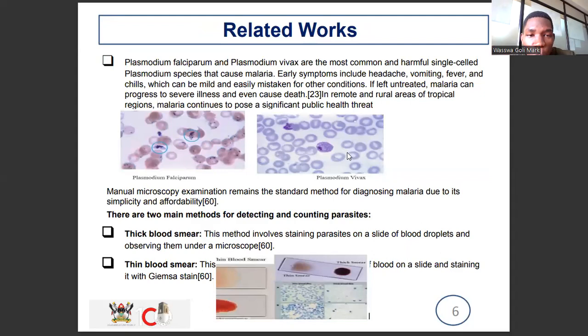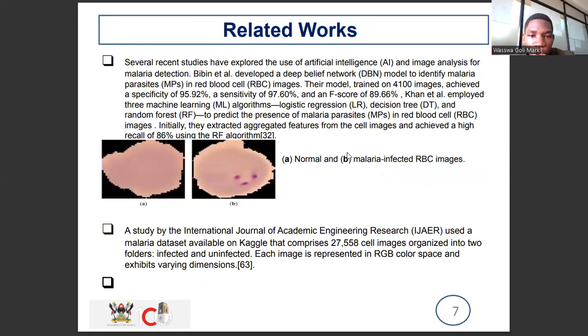Among the related works, we were able to observe that there are four types of Plasmodium: falciparum, vivax, ovale, and malariae. But of these, falciparum and vivax are considered the most harmful, though they are all harmful. And to detect these, you use mainly two methods: the thick blood smear and the thin blood smear. Also, in this slide, we see an image with malaria-infected red blood cells and one without the infected blood cells.